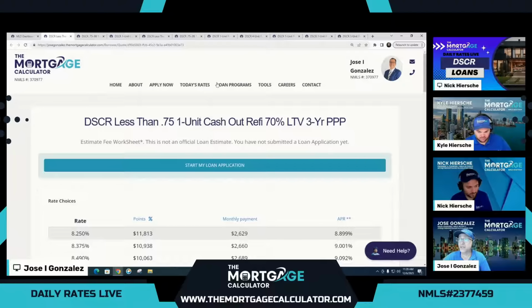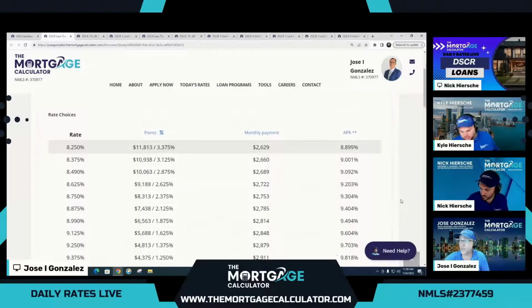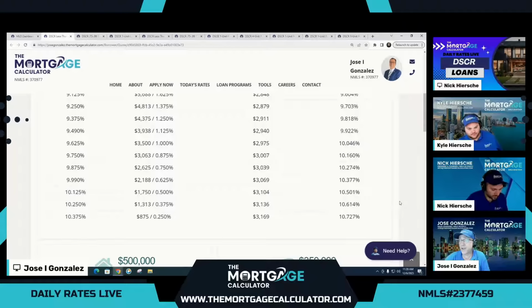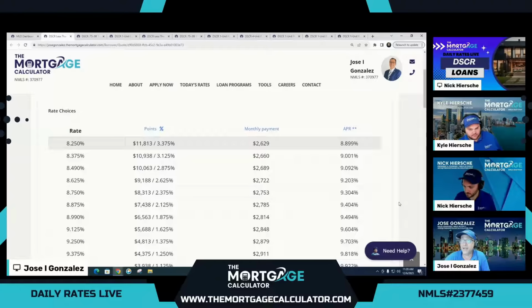Last but not least, our DSCR less than 0.75 cash out does allow up to a 70% LTV on that option. And we have 10.375, almost at par, and you can buy that down to 8.25%.